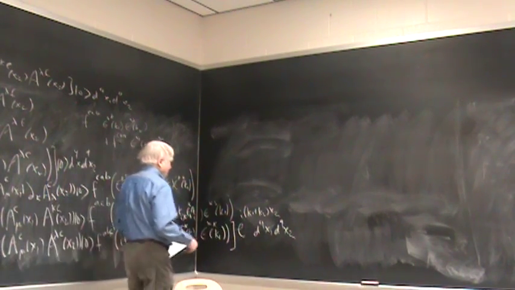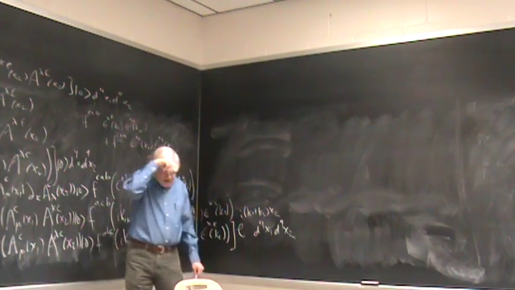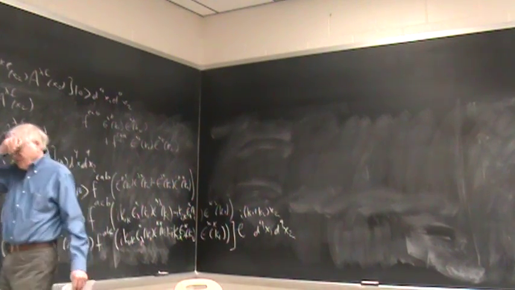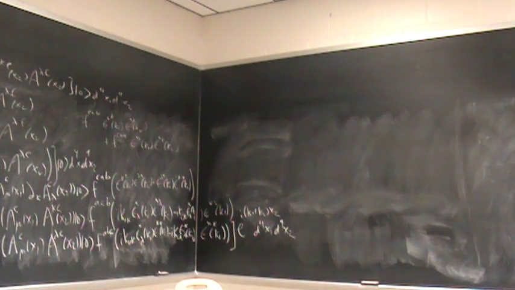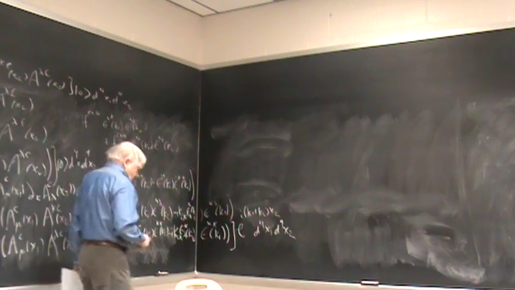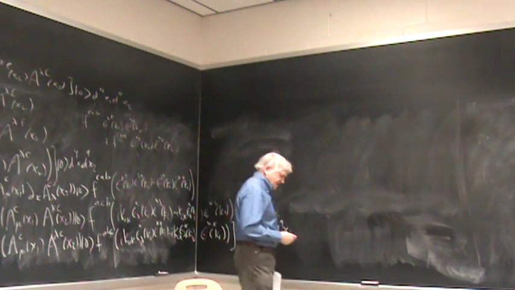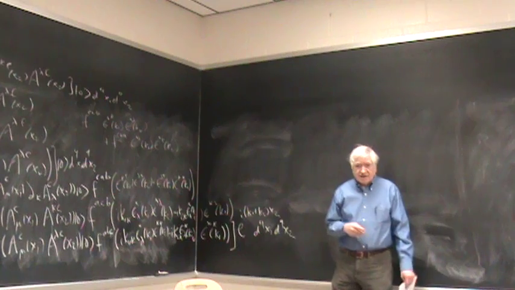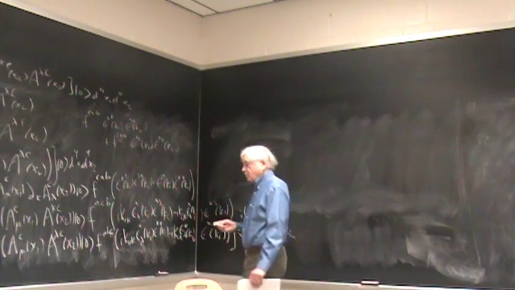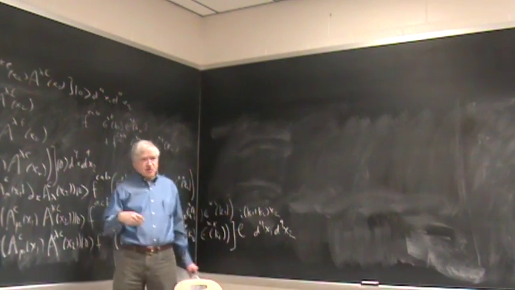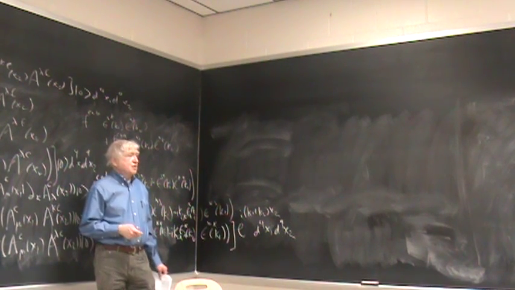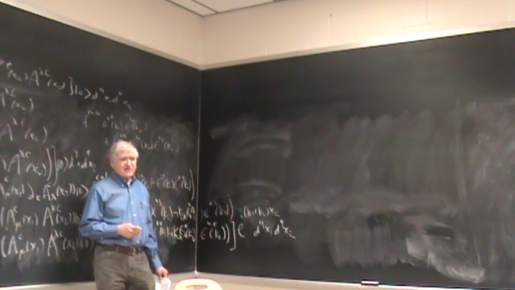Okay, well, let's see. We haven't gone through the quantization of the Yang-Mills theory in detail. I'm going to try to do that on Monday. It's analogous to the quantization of the electromagnetic field, and one uses those functional integral tricks, which were first invented by two Russians, Faddeev and Popov.